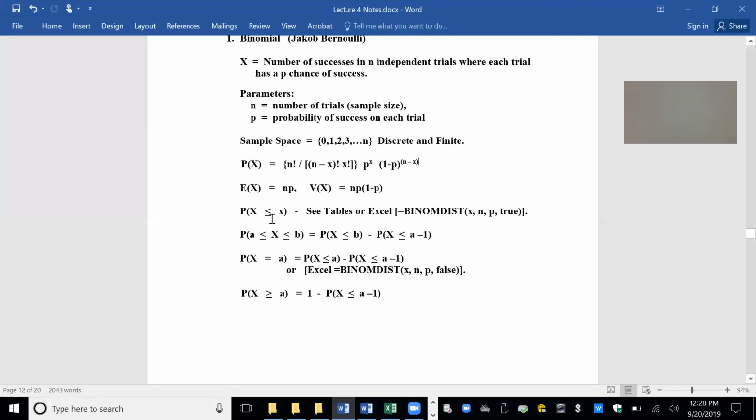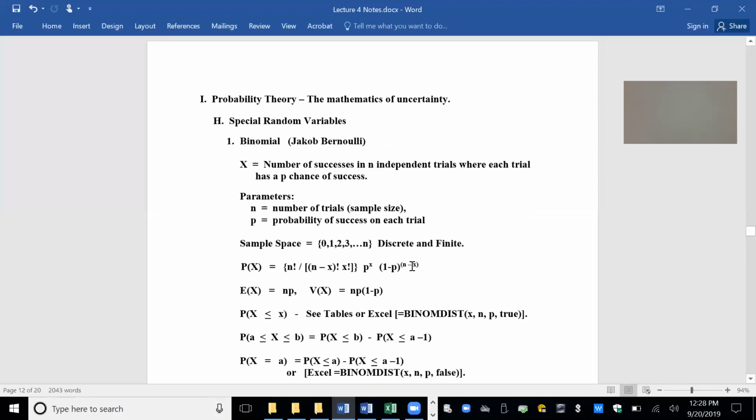Less than or equal to. Look it up. Range. Take the upper bound. Look that up. Take 1 minus the lower bound. Look that up. Equal to. Take it. Look it up. Less than or equal to. Take 1 minus that. Look it up. And greater than or equal to. Like that. So that's our binomial distribution.